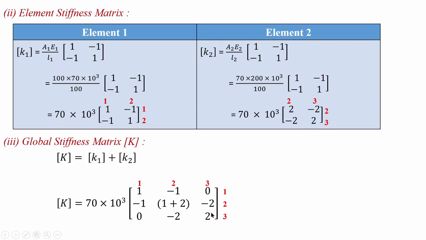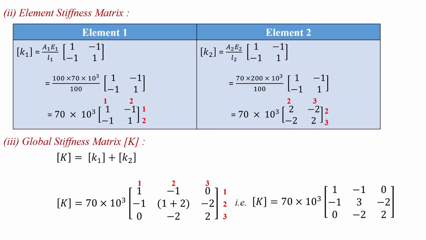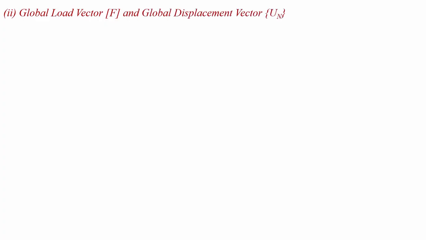So in this way, we compute the composite stiffness matrix. Therefore, the final stiffness matrix will be K is equal to 1, minus 1, 0; minus 1, 3, minus 2; and 0, minus 2, 2. Now let us mark the column numbers as well as the row numbers: 1, 2, 3 and 1, 2, 3. Now let us write a global load and global displacement vector.